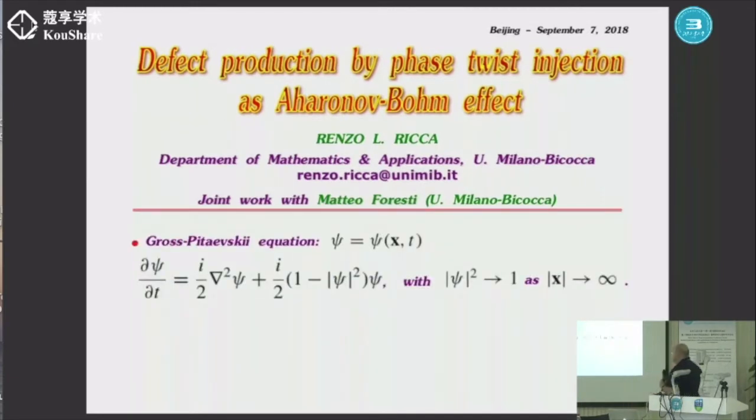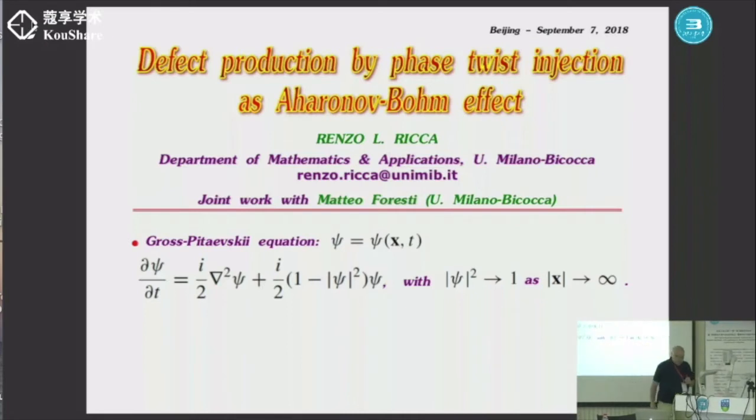And the work relies on a simple model, the Gross-Pitaevskii model for Bose-Einstein condensates. Here you have the equation written in a non-dimensional form, where the usual assumption is that as x goes to infinity, the wave function, whose modulus squared represents the density of a virtual fluid, goes to 1. So it is a kind of uniform density when we are far from defects.